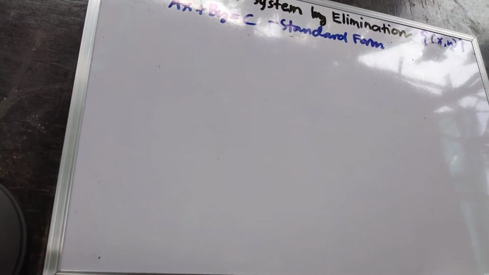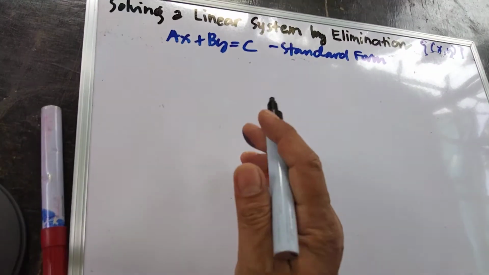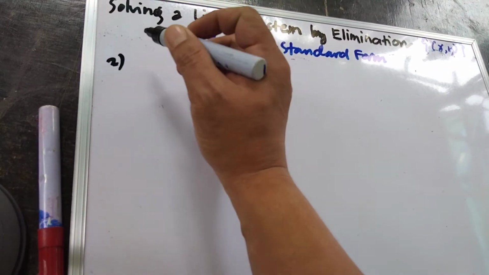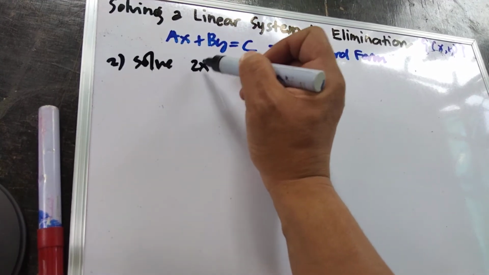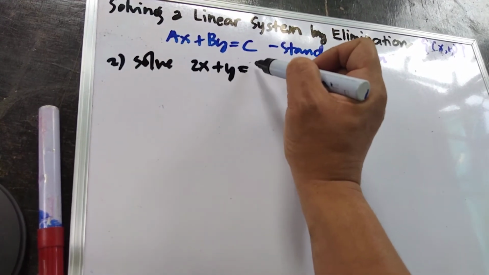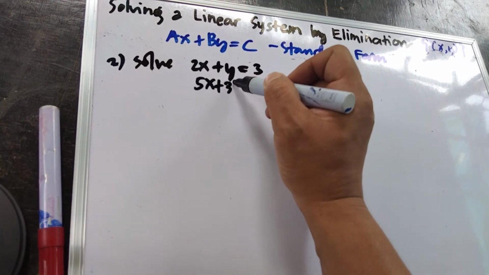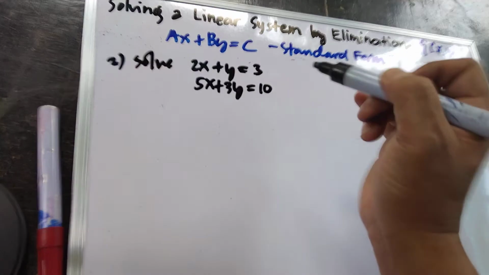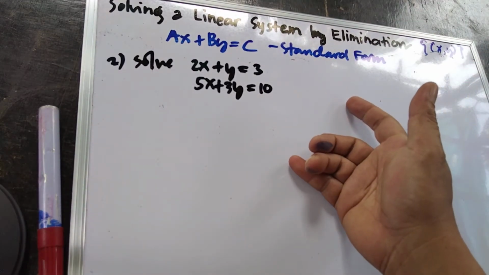So let's try another example to that. Okay, example 2. Solve 2x plus y is equal to 3, 5x plus 3y is equal to 10. It's already in standard form.